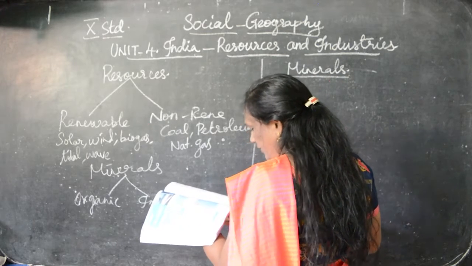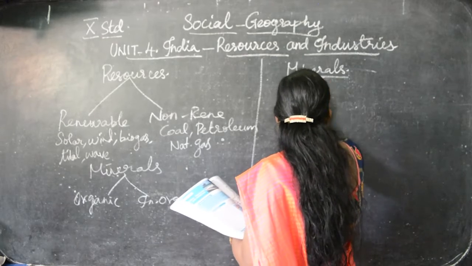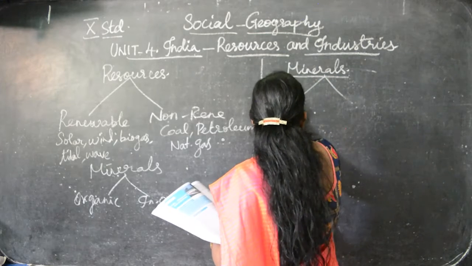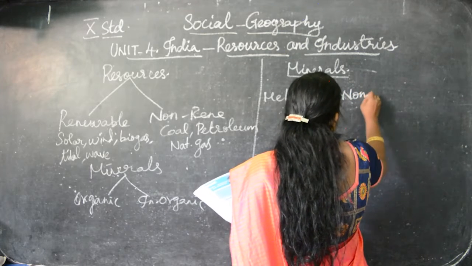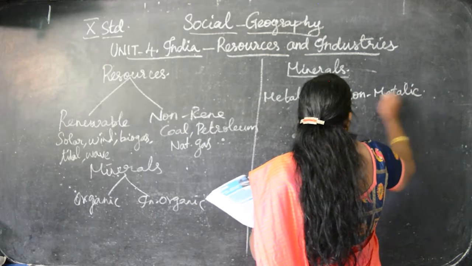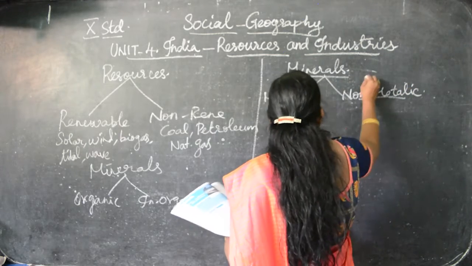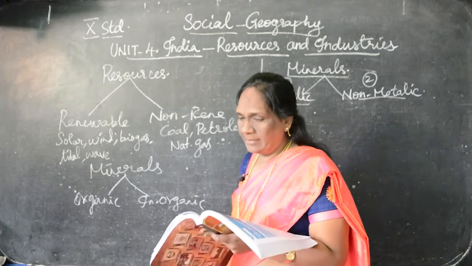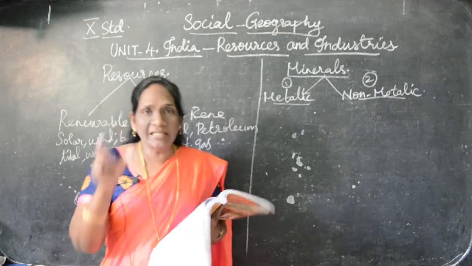Minerals are broadly divided into two categories: metallic minerals and non-metallic minerals. Say all of you, metallic minerals and non-metallic minerals. Minerals are of two types. Metallic mineral is one type and the other type is non-metallic mineral. Now we'll see one by one. Metallic mineral. What are called metallic minerals? The metallic, name-லேயே இருக்கு.